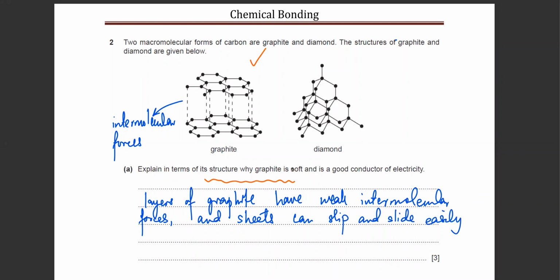Why do they conduct electricity? Why does graphite conduct electricity? Graphite has what? It has free electrons because it's not bonded to four other carbon atoms. Exactly. So it's got free moving electrons. That's why it's capable of conducting electricity.